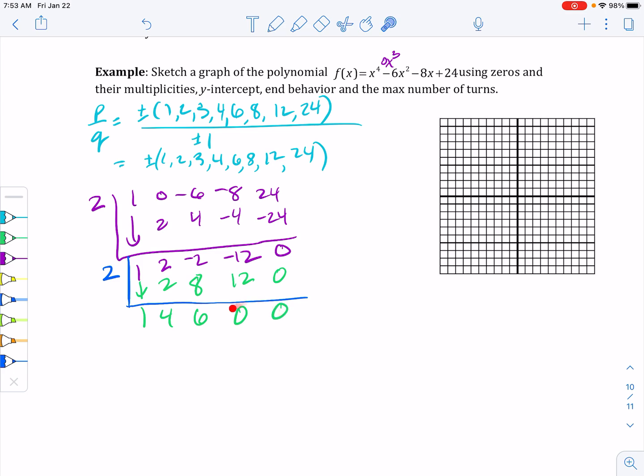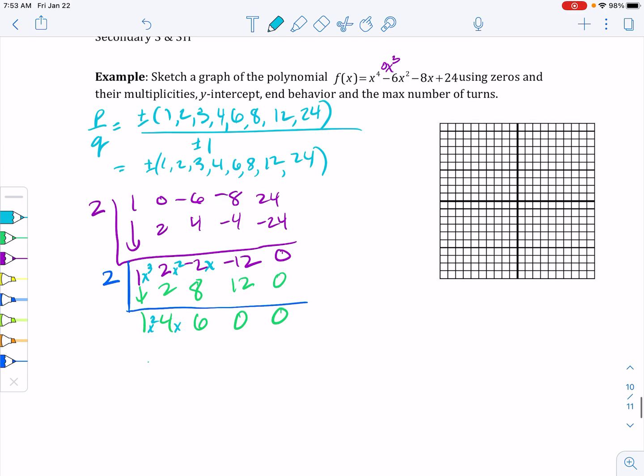Now remember, on your second set of synthetic dividing, you need 2 zeros. This was a fourth to begin with, so this one here is really your x cubed, which knocks this one down to an x squared. So our leftover is x squared plus 4x plus 6.